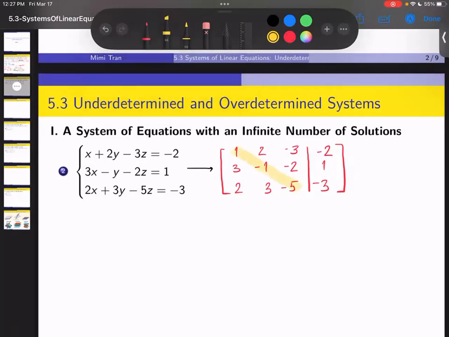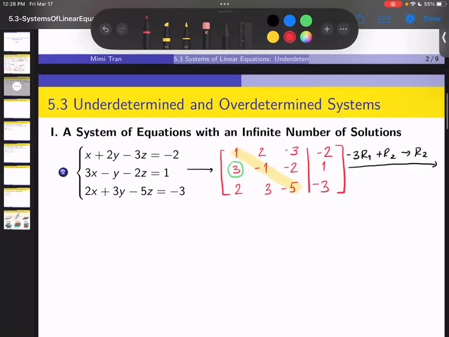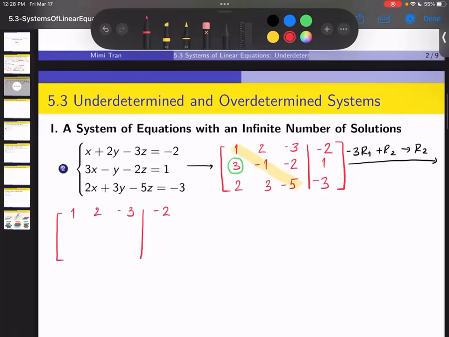I highlight the diagonal first, and everything underneath needs to be 0, starting with that one. How do I get rid of 3? Well, we're going to take -3 times R1, add to R2, give me new R2. R1 stays the same: 1, 2, -3, -2. R2 is changing. So -3 times row 1. If it helps you, do it like this. And then add down, right?